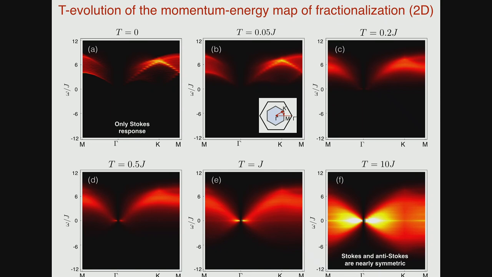This is what I was showing in my first slide. At T equals zero, you only have a Stokes response. You can only create Majorana fermions in the final state. And you see all these sharp features, which are coming from fractionalization of the exact Kitaev spin liquid. And then with temperature, you start populating this anti-Stokes channel, and if you go to very high temperature, then the Stokes and anti-Stokes channels are nearly symmetric.